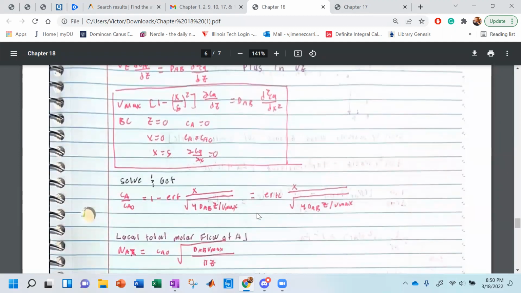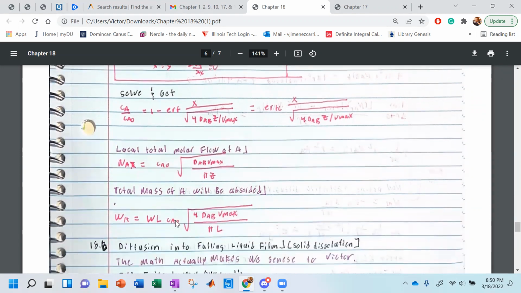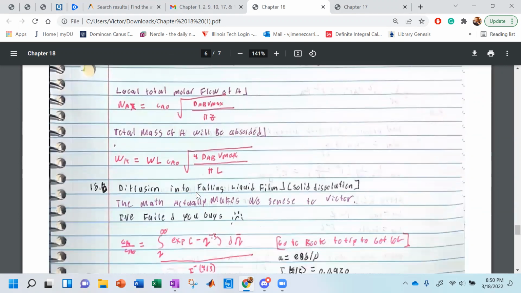And they go through a really, really long amount of work to get an error function, which to this day, I don't know what it means. But more importantly, they get a local mass flow of A, and it's calculated through this. You have a total mass of A, which will be absorbed, which is calculated through this. These two equations are really useful. If you did the homework, like legitimately try figuring it out, you just use these equations.